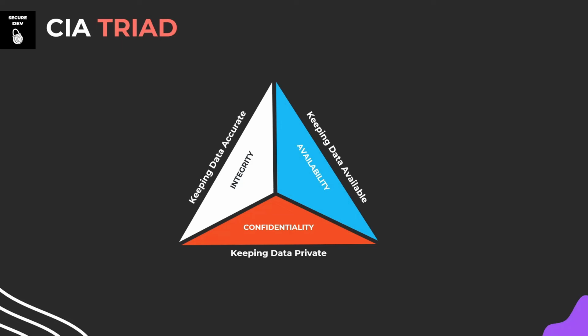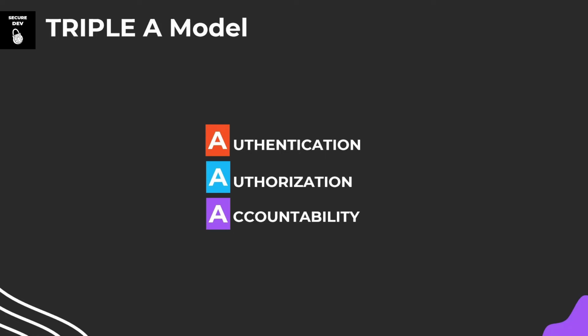These three principles form the bedrock of information security, and they'll be our guiding stars as we navigate through this secure development course. But remember, understanding these concepts and principles is just the beginning. In our next section, we'll be exploring the AAA model: authentication, authorization, and accountability. These concepts build upon the foundations of the CIA Triad and are key to implementing effective security measures in our coding practices. So, stay tuned and get ready to dive deeper into the fascinating world of secure development.